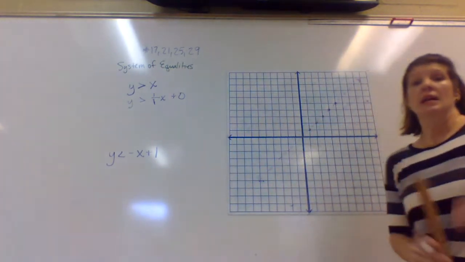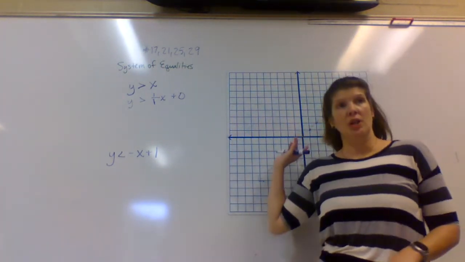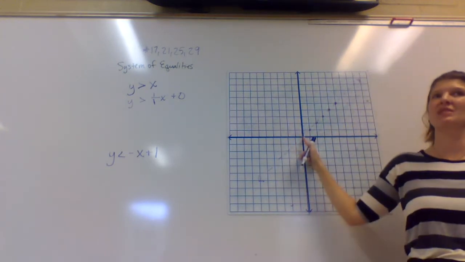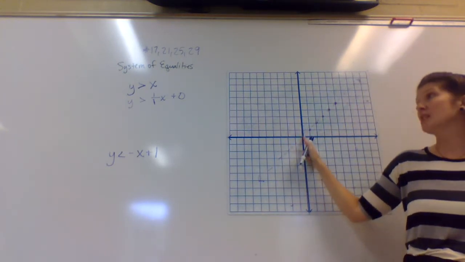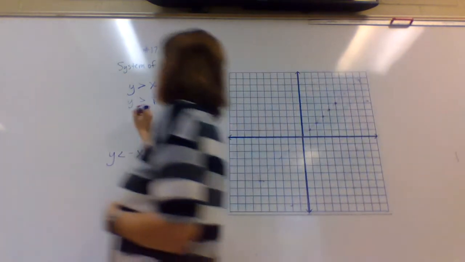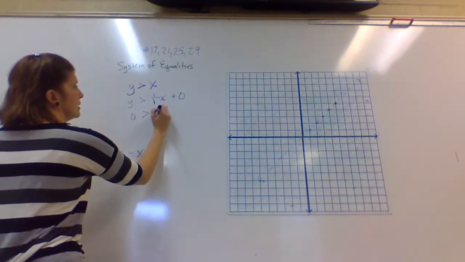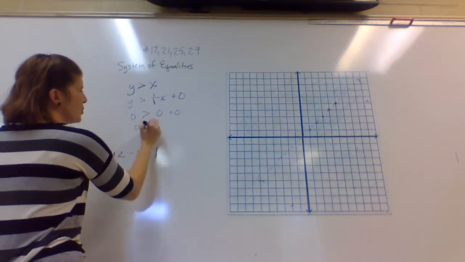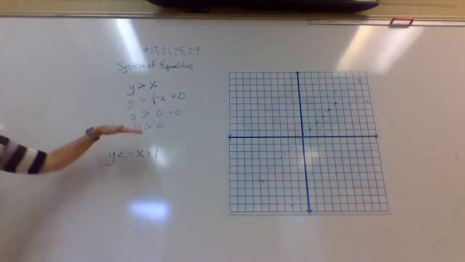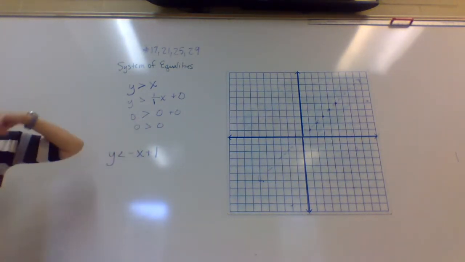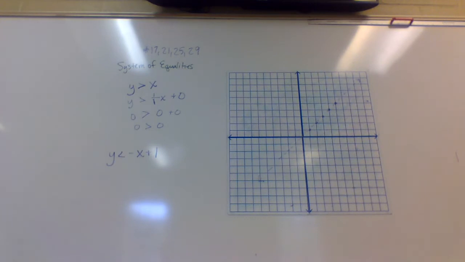Okay. I dash my line, then I decide where I'm going to shade. Now I can't plug in 0, 0 this time because 0, 0 is on the line. And here's what would happen if you did. You get equal to, so you can't answer the question. It doesn't really work there.